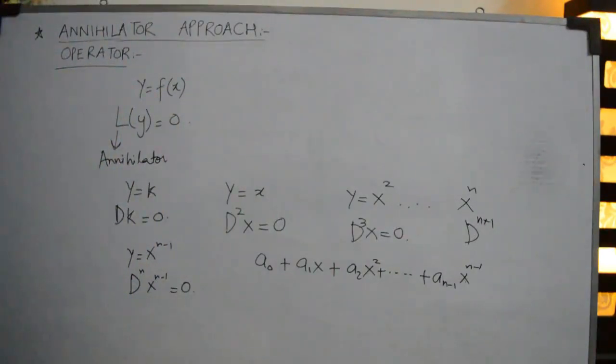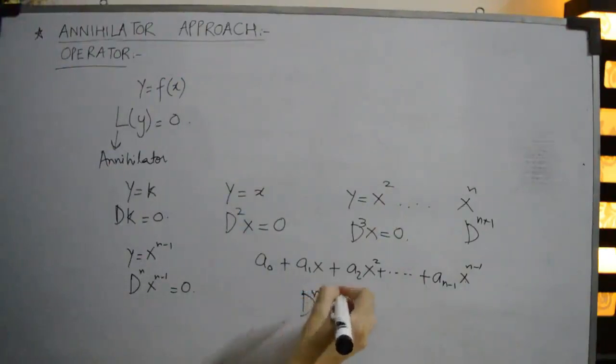So its annihilator operator depends upon the highest exponent or highest power of the respective variable. So it can be annihilated by finding an operator that annihilates the highest power of x. So this is all about the annihilator operator.